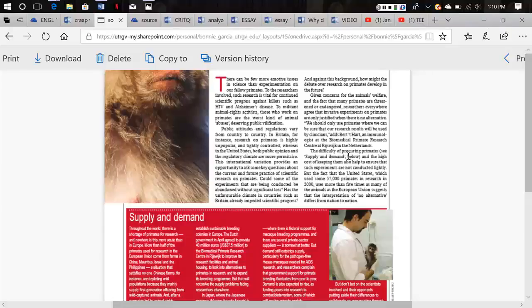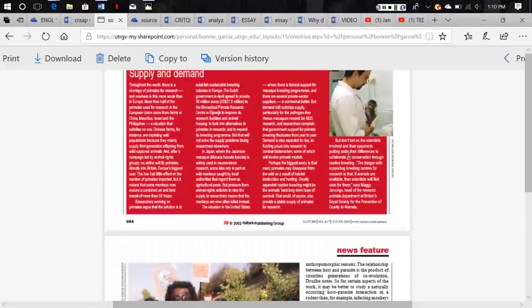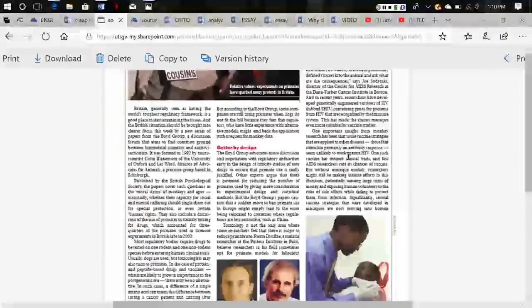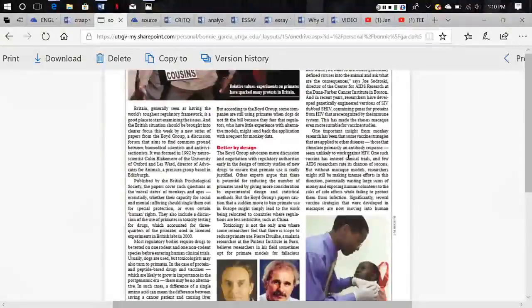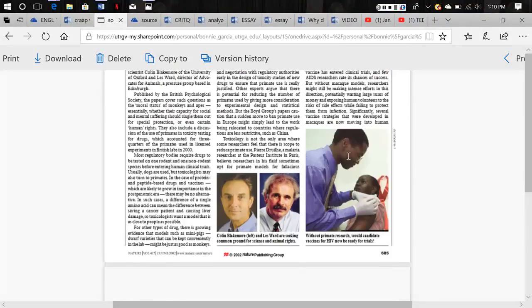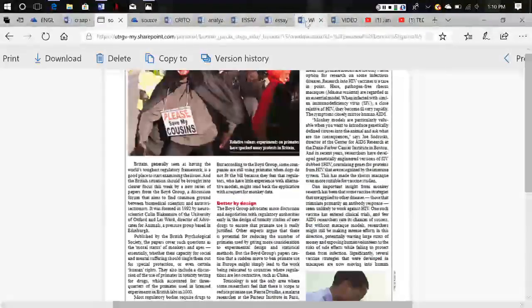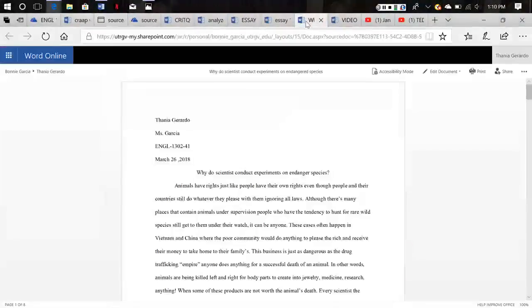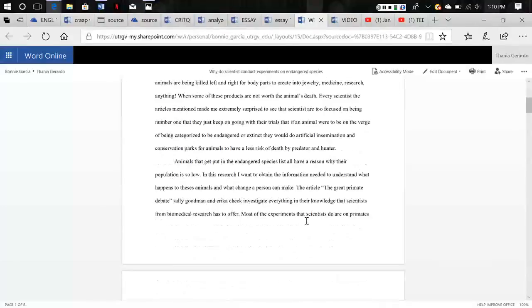So then I had to get my own information. I had to not paraphrase it, but annotate. I had to annotate this and just use what I had, work with it and put my own opinion. So here is my essay.